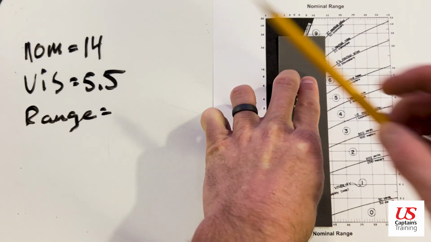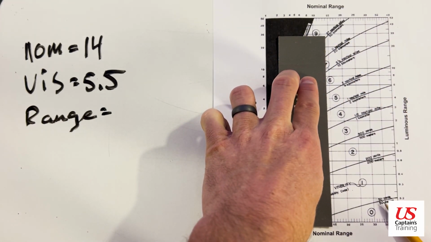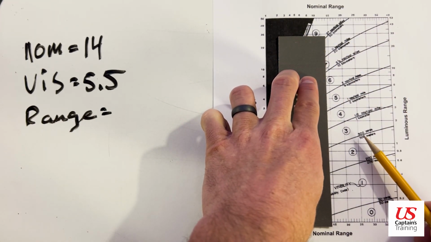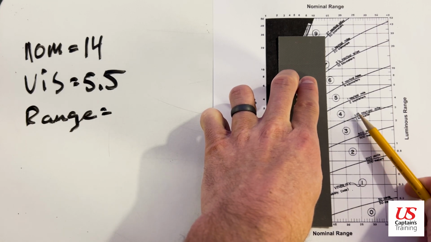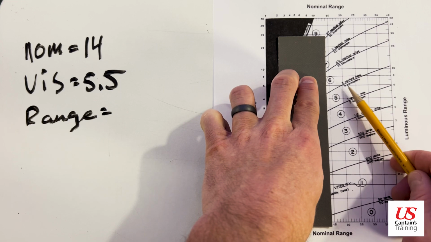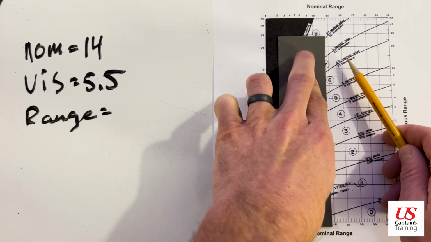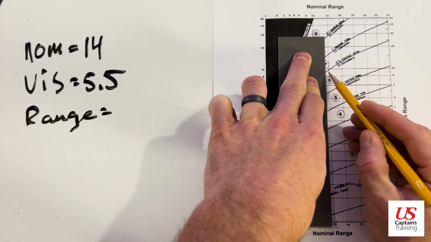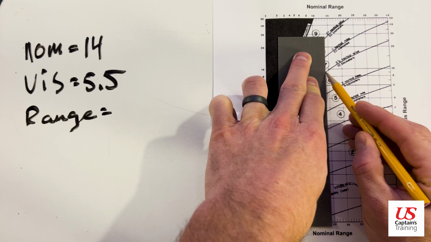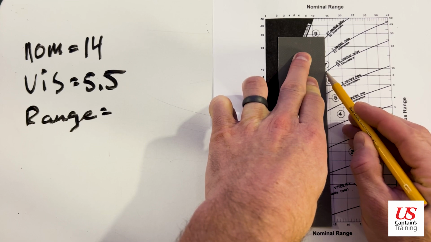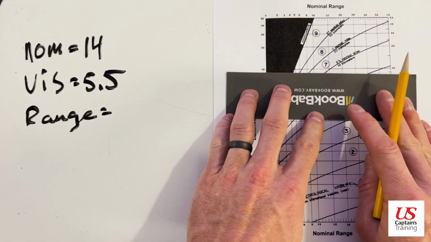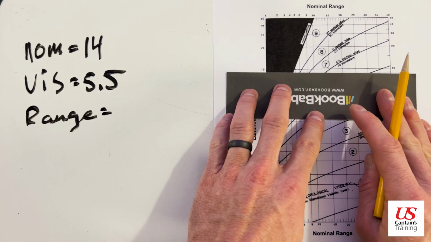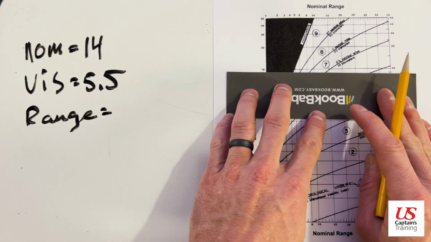Our visibility is 5.5. Here's our curves: 50 yards, 200 yards, 500, half nautical mile, 1, 2, 5.5 nautical miles. That's convenient. So this curve intersects us right here. And now we follow it over to one of the sides. Both sides will have luminous range on them.